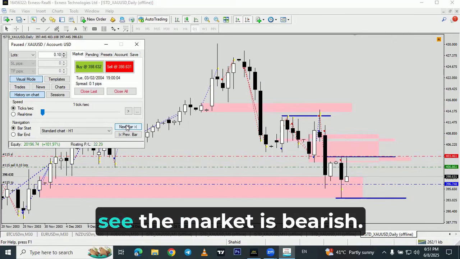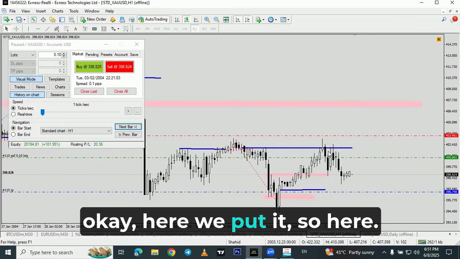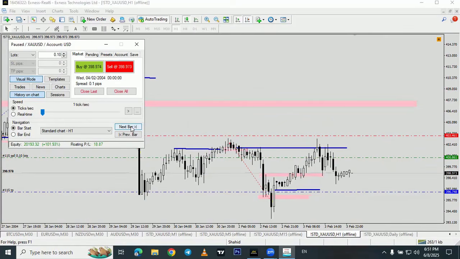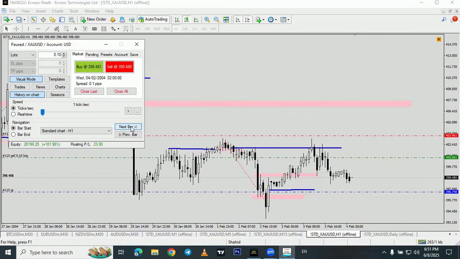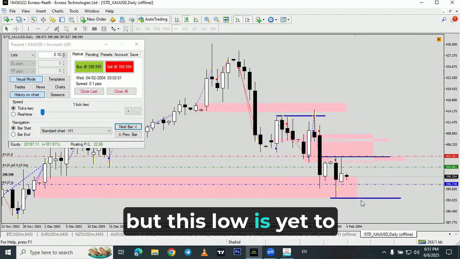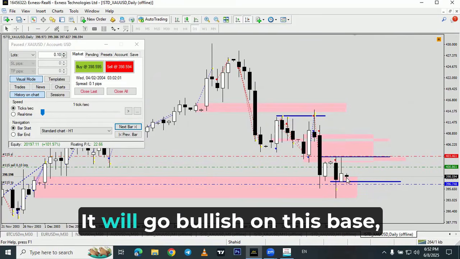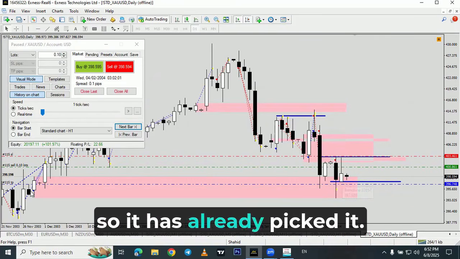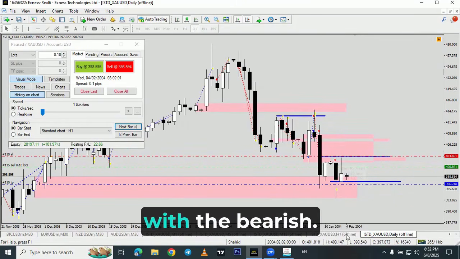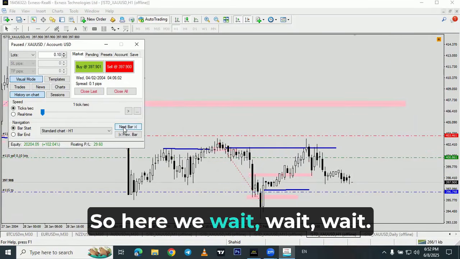Here, still bearish. See, the market is bearish. If you look at H1, the market is still bearish. Okay, here we put it. And if you put it on H1, now see here, this candle has picked it, but this low is yet to be picked. Look here, if the market picks it from here, we will go bullish. It will go bullish on this base, so it has already picked it. So from above, this engulfing remained with the bearish. Look at the structure here. On H1, it is bullish. So here we wait.